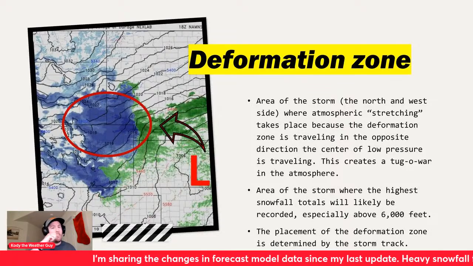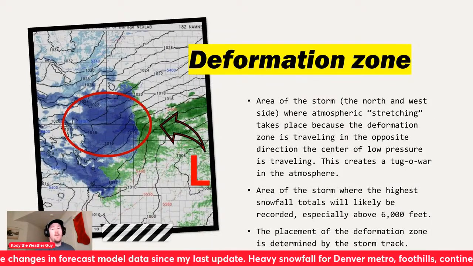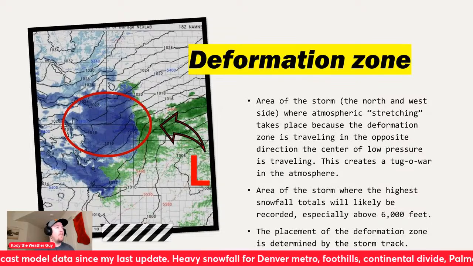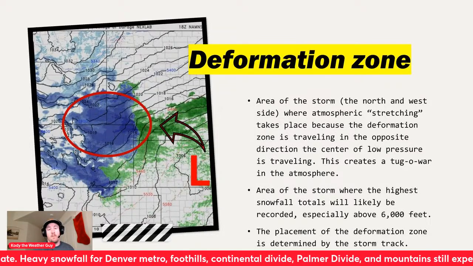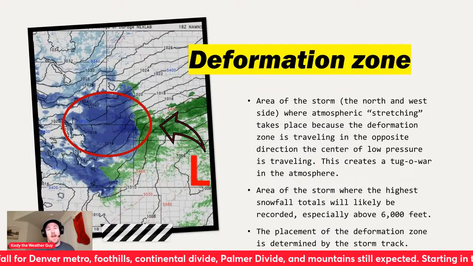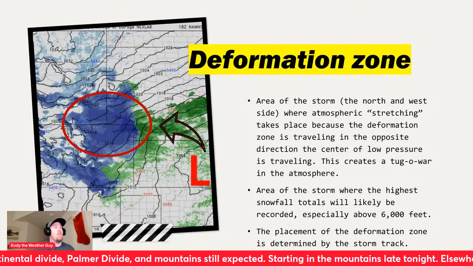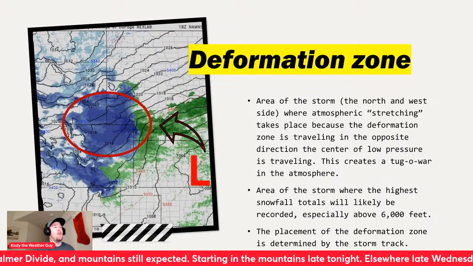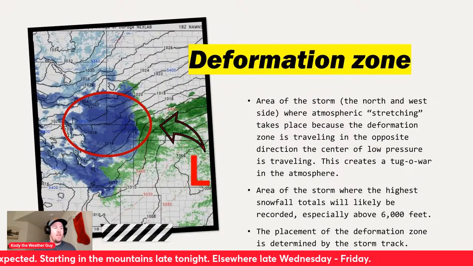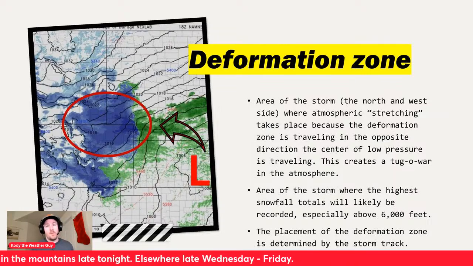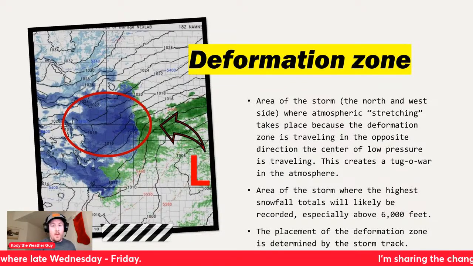First thing I want to talk about is something called the deformation zone. For those of you that have followed my page for a while, I've talked about the deformation zone several times before with mid-latitude cyclones. The deformation zone is an area of the storm on the north and west side where atmospheric stretching takes place. Think about the shape of a comma. So this essentially is the comma head of the storm, if you will.